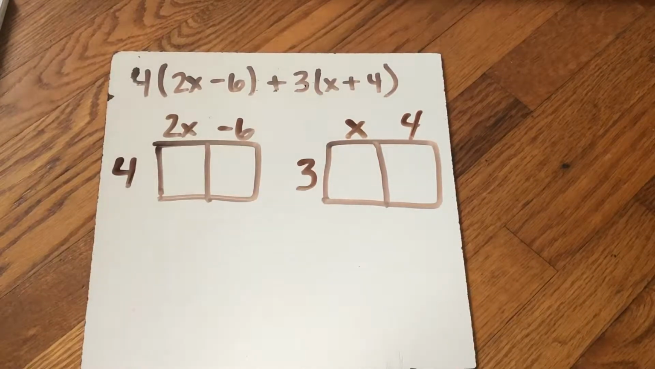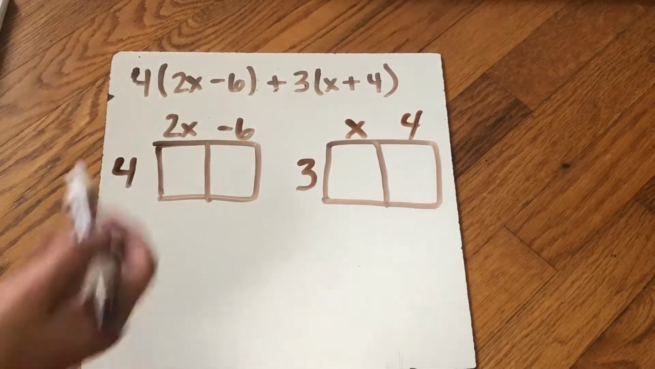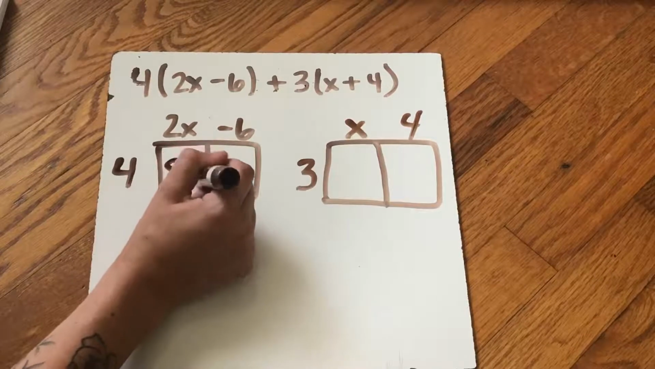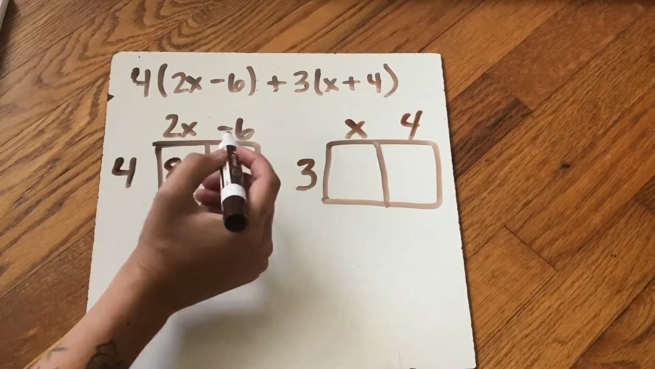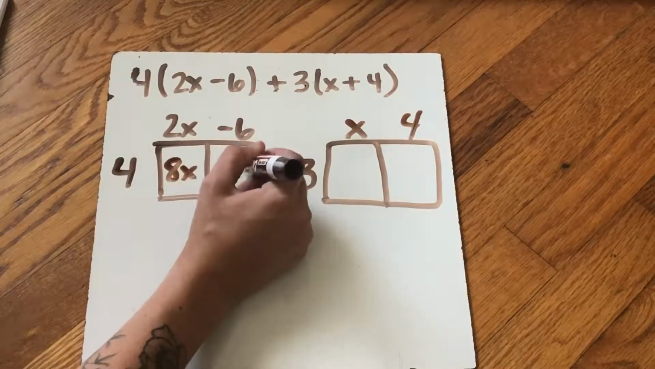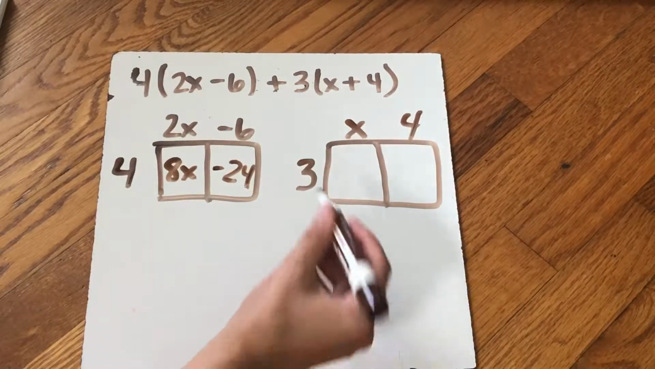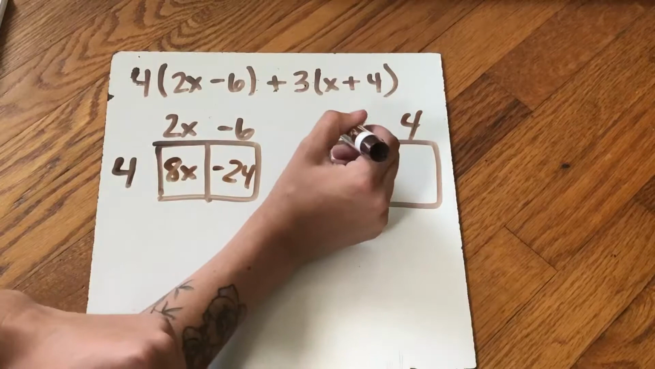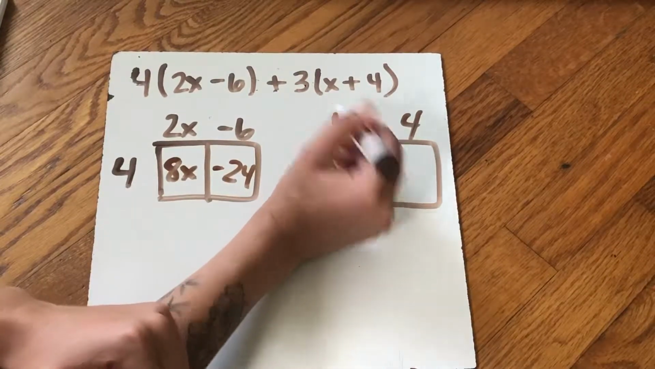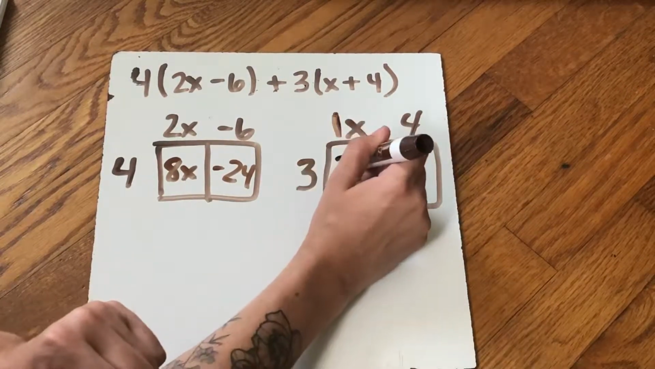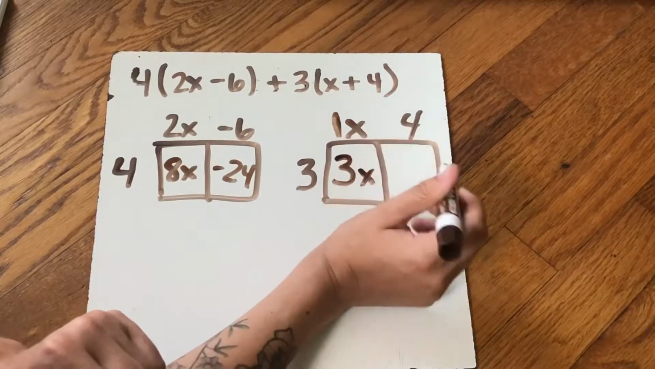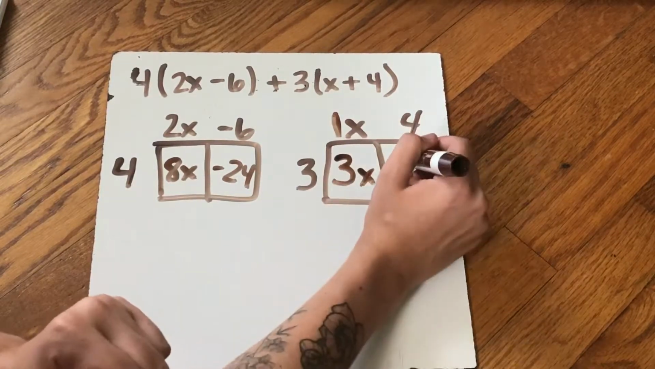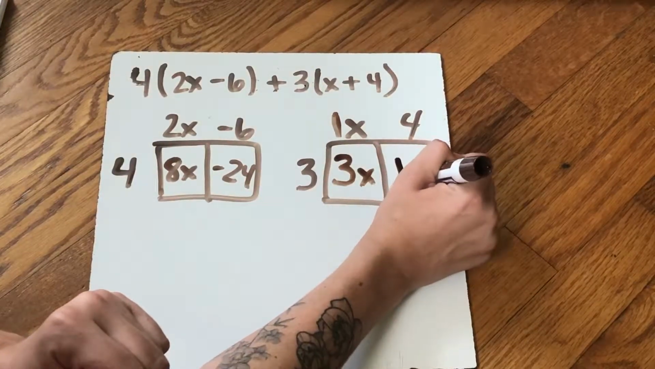Now I'm going to do my steps to distribute. I'm going to multiply. So I'm going to do 4 times 2 is 8x. 4 times -6 is -24. Then I'm going to do 3 times x. Now remember, if it's just a variable by itself, there's an imaginary 1 there. So 3 times 1 is 3, and I keep my x, and then 3 times 4 is 12.